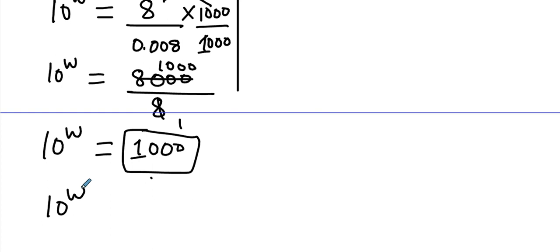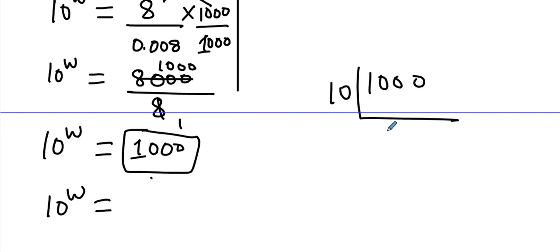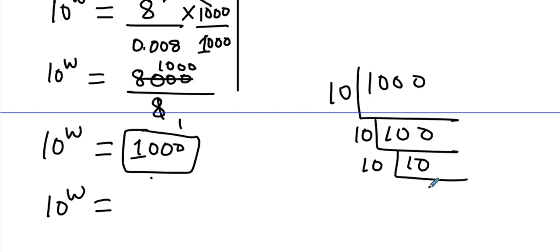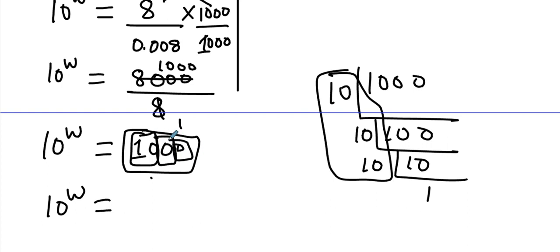1000 as a power of 10 means how many tens are there? There are 3 tens in 1000. See that?